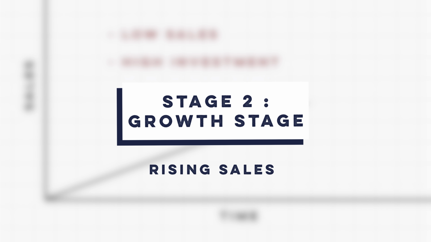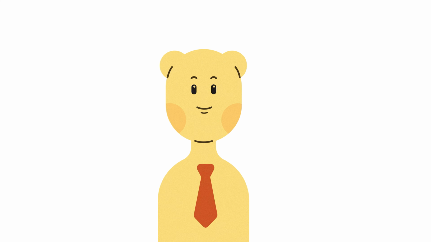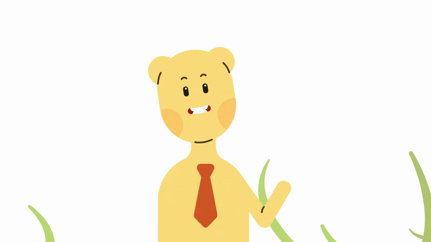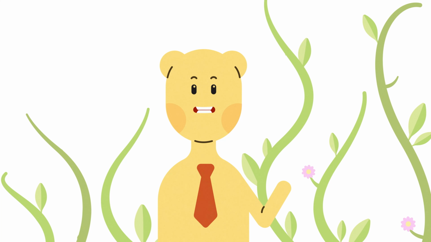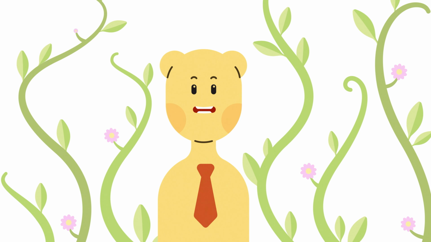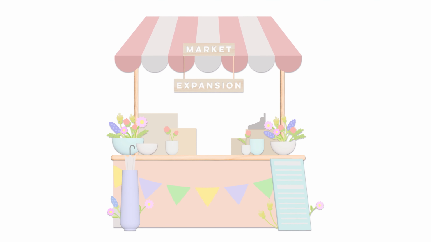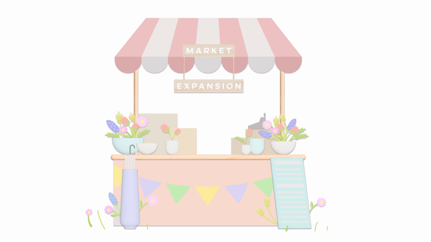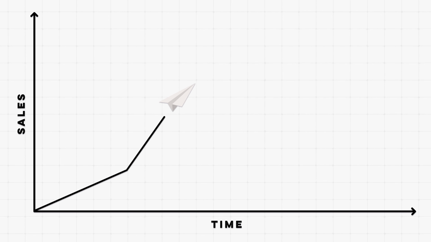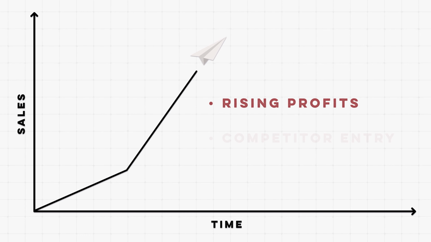Stage 2 is the growth stage. If the product is received well, it moves into the growth stage, characterized by rapidly increasing sales. Companies may expand distribution channels and increase production to meet growing demand. Profits begin to rise as economies of scale reduce the cost per unit. New competitors may enter the market, attracted by the product's success.